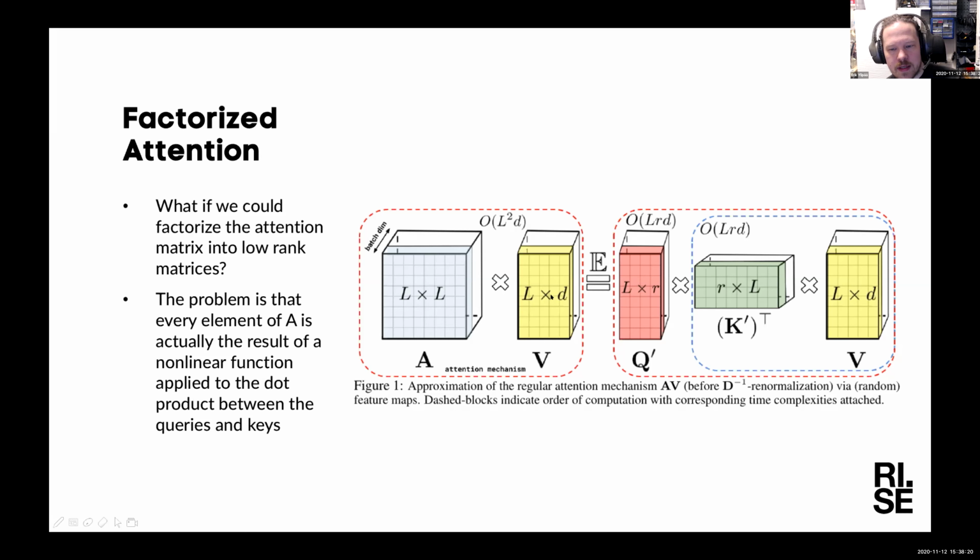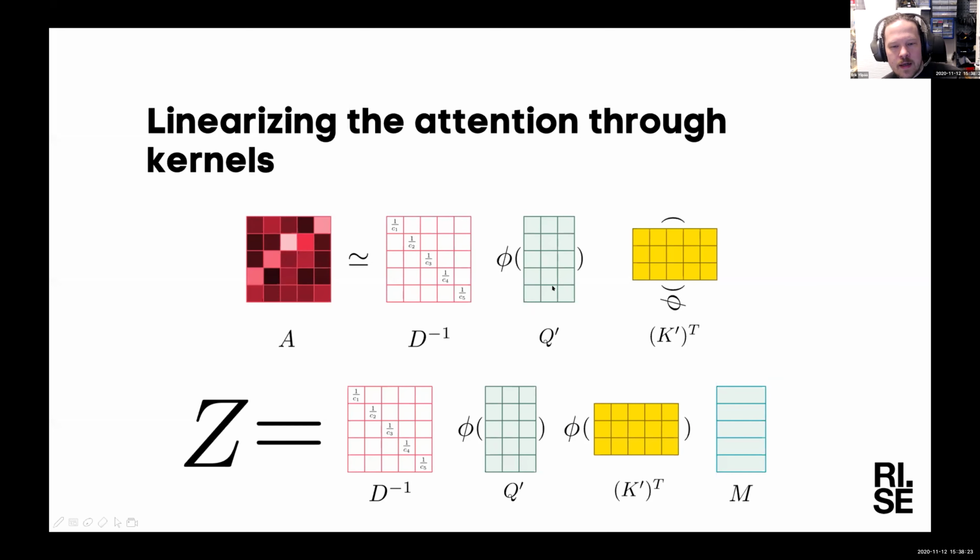But here's really where the idea comes in. This is perhaps a bit hand-wavy, but the idea is that we can approximate this attention matrix using essentially a kernel idea. So what if each element in this matrix could be approximated by a kernel? Essentially, we can think of a kernel as taking two vectors and learning some kind of scalar value between them. And in this case, let's write Q and K.